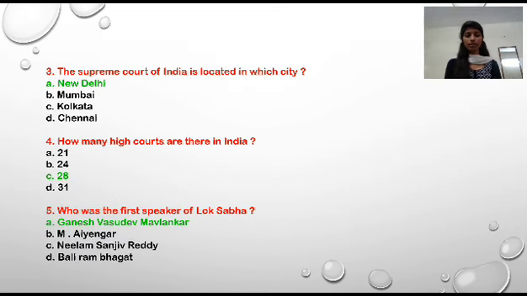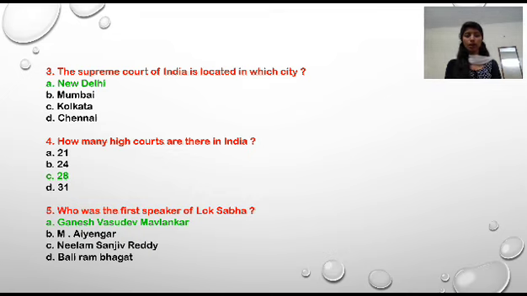The third question is, the Supreme Court of India is located in which city? The options are New Delhi, Mumbai, Kolkata, Chennai. As we all know, the Supreme Court of India is located in New Delhi. So option A is correct. The fourth question is, how many high courts are there in India? The options are 21, 24, 28 and 31. There are 28 high courts in India.